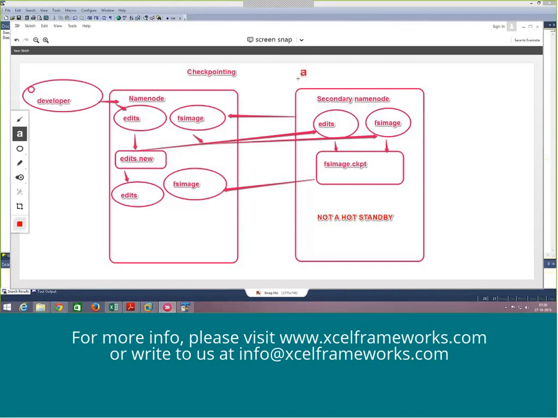But this process of checkpointing will remain the same irrespective of whether it is Hadoop 1 or Hadoop 2. With Hadoop 2, you have a standby name node implemented. So the process of checkpointing has been delegated to the standby node, and there is no secondary name node.